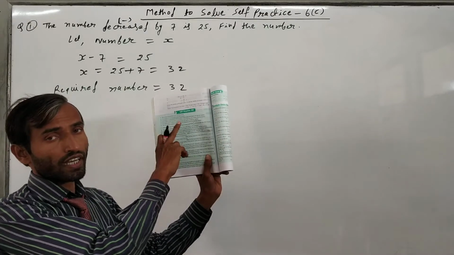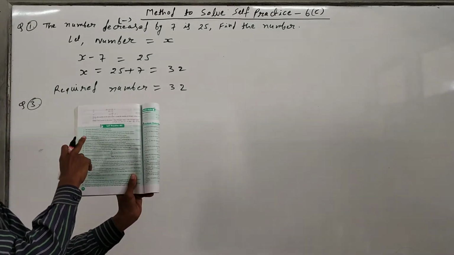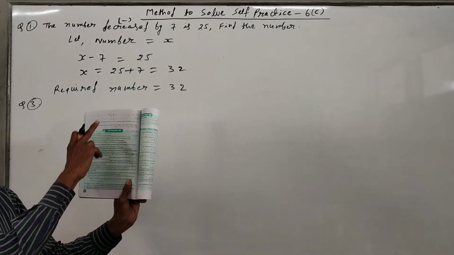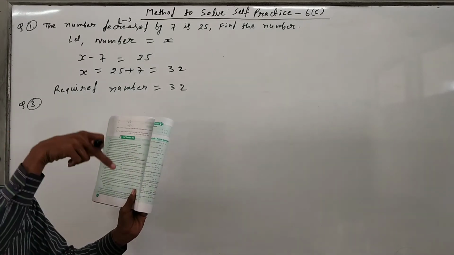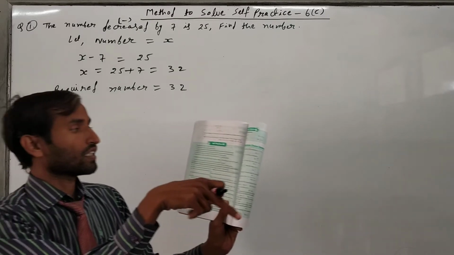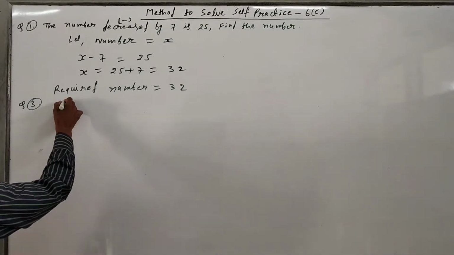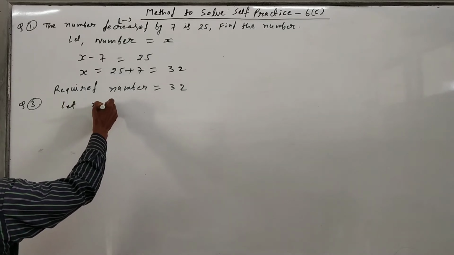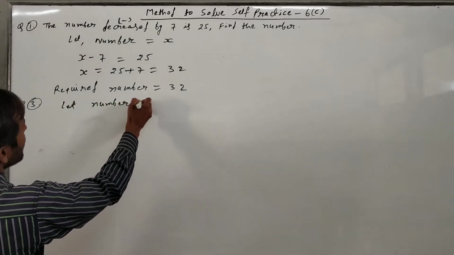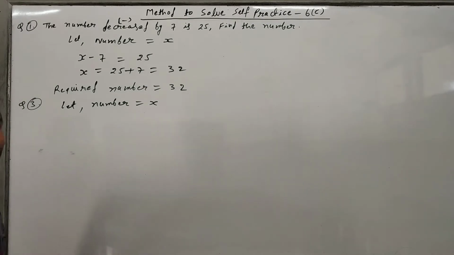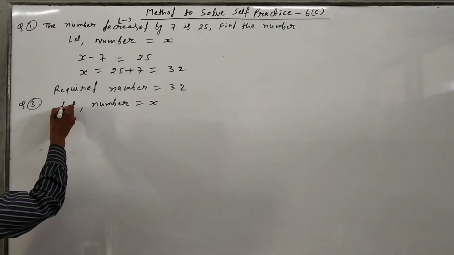I have left question two for you, just try it yourself. Question three: read the question. The number is multiplied by 2 and the product is added to 8. Then the result will be 50. So just suppose the number. Let the number be equal to x. Okay, the number is equal to x.